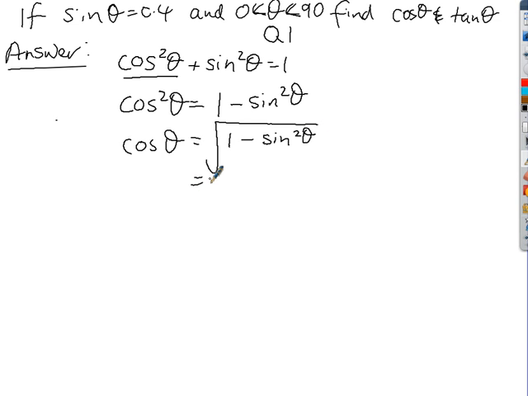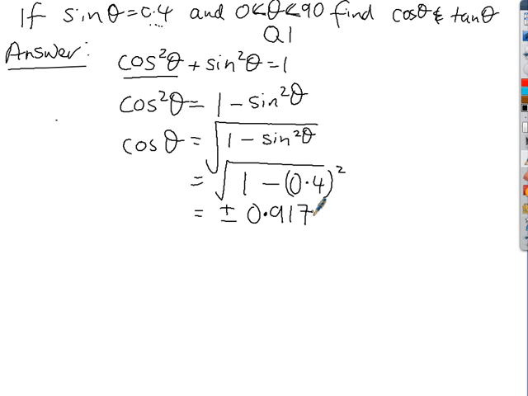And we know that sine theta is equal to 0.4, so that's going to be equal to the square root of 1 minus 0.4 squared. And I stick that into my calculator and I get a lovely answer. Hang on. Plus or minus 0.917.